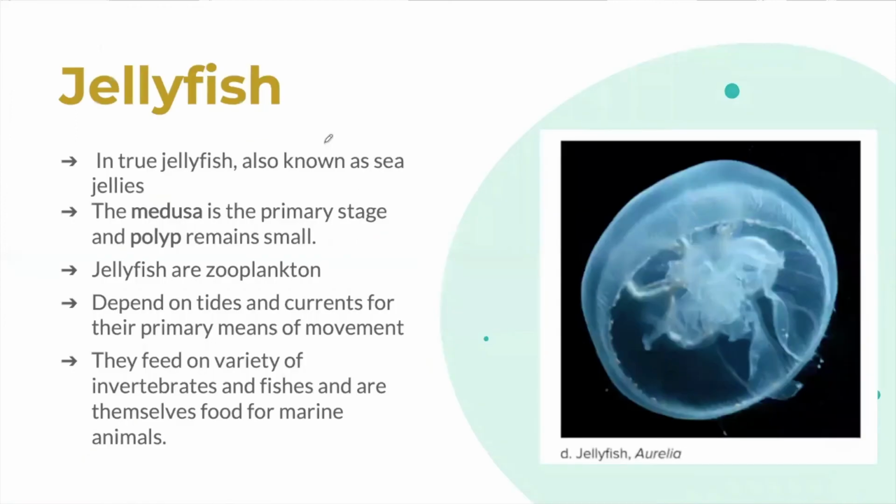Next, jellyfish, also known as sea jellies. In true jellyfish, the medusa is the primary stage and the polyp remains small. Jellyfish are zooplankton, depending on tides and currents as their primary means of movement. This means that jellyfish move around depending on the tides and currents. They also feed on a variety of invertebrates and fishes and are themselves food for other marine animals.